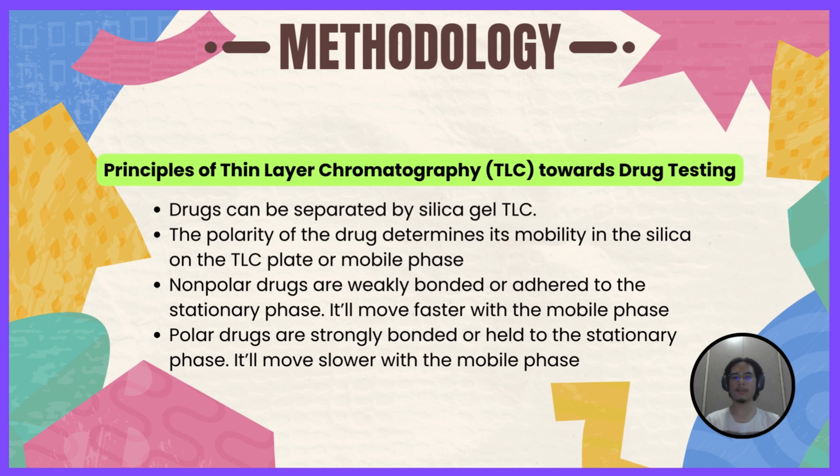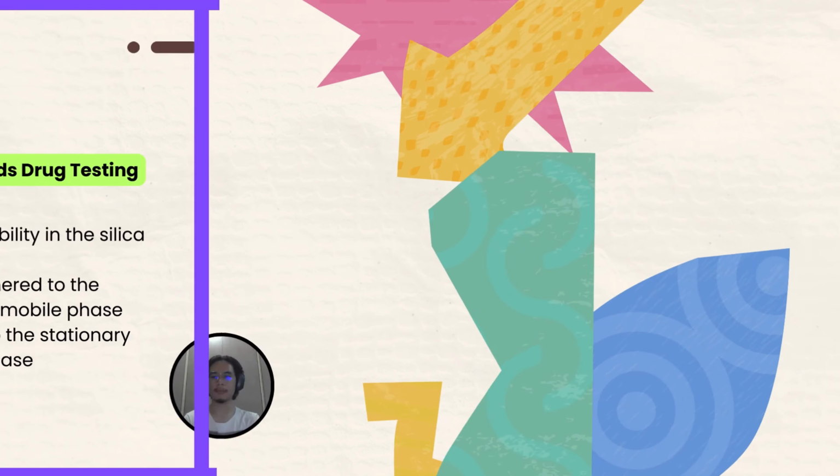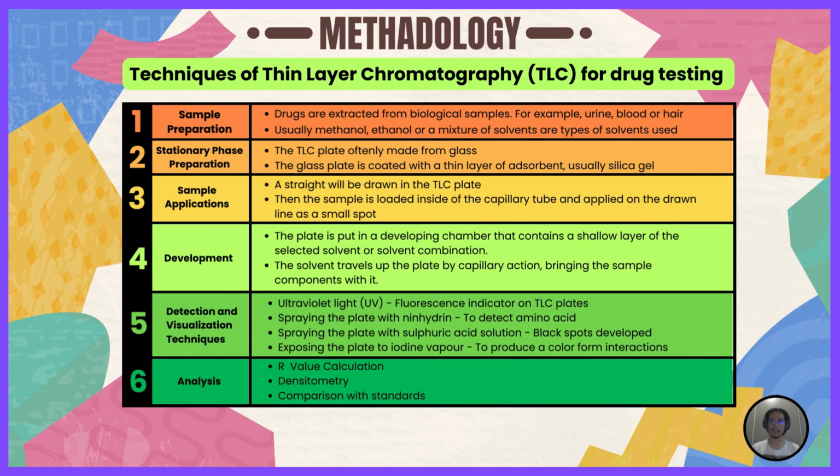Non-polar drugs are weakly bonded to the stationary phase, while polar drugs are strongly bonded to the stationary phase. As the mobile phase moves up the plate, non-polar drugs are more easily carried along, while polar drugs are strongly bonded to the stationary phase, causing the polar drugs to move slowly compared to non-polar drugs. Next would be the techniques of TLC, or thin layer chromatography, used for drug testing.